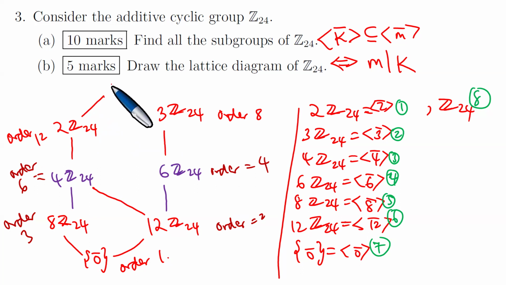Now 24. Okay, let's see. But also 4 divides 12. 4 also divides 8. And 4 divides 24, order 24, but that one is in the path. So this would be the lattice diagram of Z24.